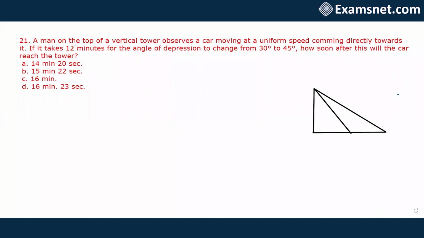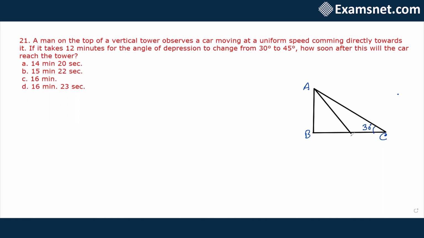Question 21 states that a man on the top of a vertical tower observes a car moving at a uniform speed coming directly towards it. If it takes 12 minutes for the angle of depression to change from 30 degree to 45 degree, how soon after this will the car reach the tower? Let's say here AB refers to the tower and the man is on the top of the tower. He is looking at a car which is moving towards this tower. At the beginning, the car was at point C. Okay. And that time the angle of depression was 30 degree.